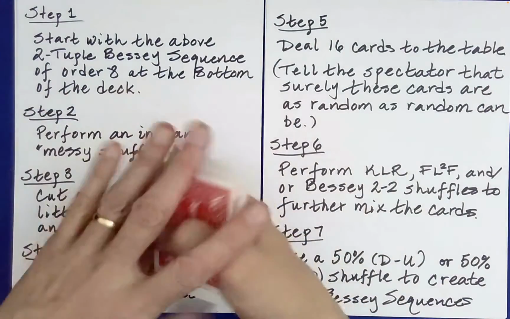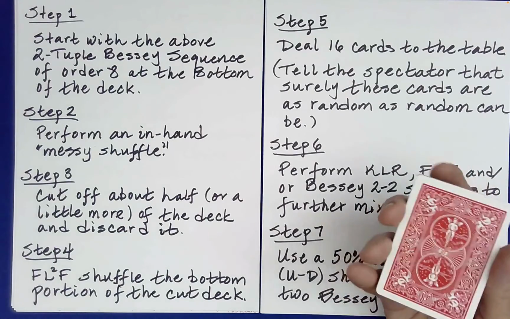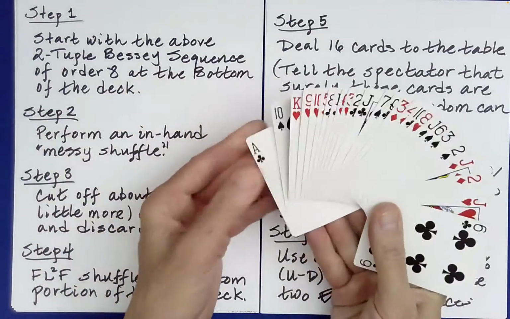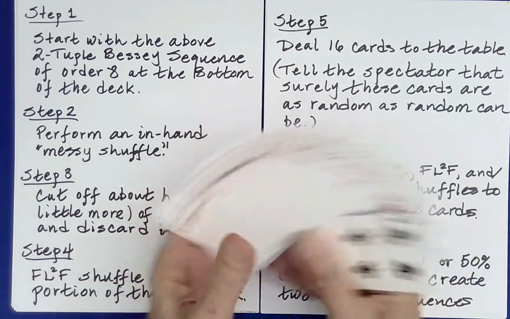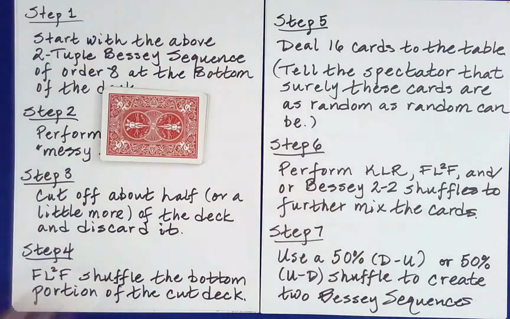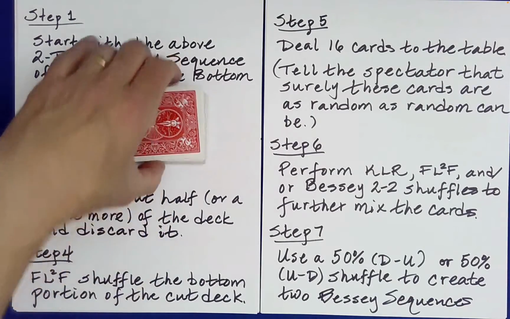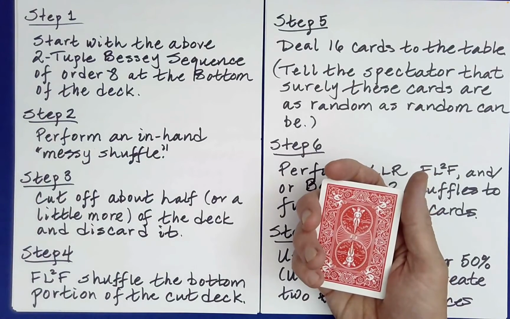Okay. So what that does, really, it has a functional purpose. It moves the bottom 16 cards, of course, to the top, where we need them. 2 black, 4 red, 2 black, 2 red, 4 black, and 2 red. Okay, very good. So we have this two-tuple Bessey sequence of order 8 at the top. And then at this point you can tell the spectator, well, for this particular effect today, we actually only need 16 cards. But I do want to drive home what we've done to get these 16 cards.